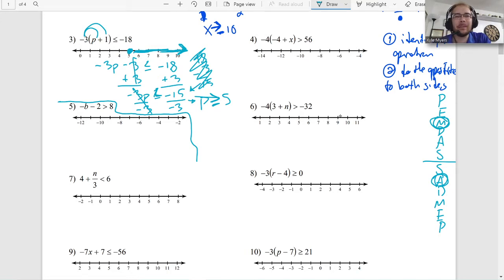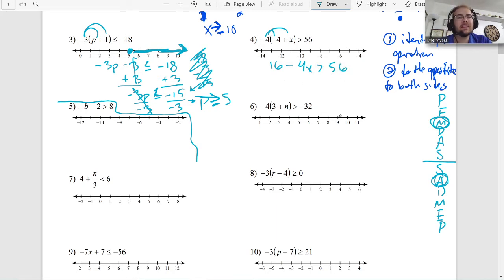Okay, let's do number 4, and I'm going to go a little bit faster as we go here, because if I go at the same pace, it's going to take a long time to get through all of this. And like I said before, I'm going to pick up the pace as I go here. So negative times a negative is a positive. 4 times 4 is 16. Negative 4 times x is just minus 4x. Greater than 56. Okay, so I'm done with PEMDAS.